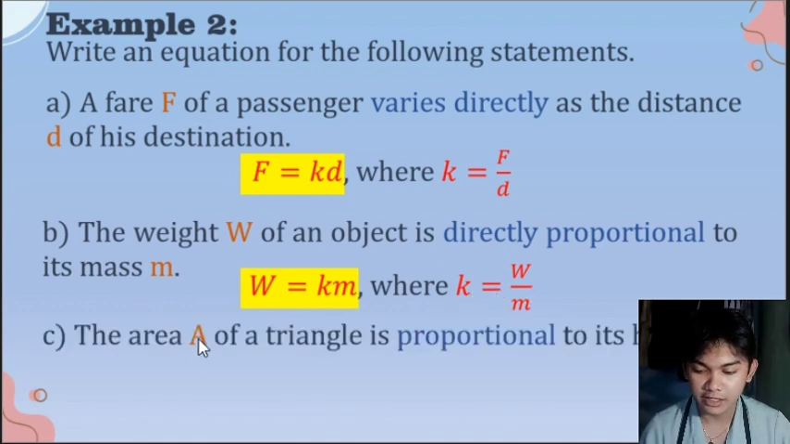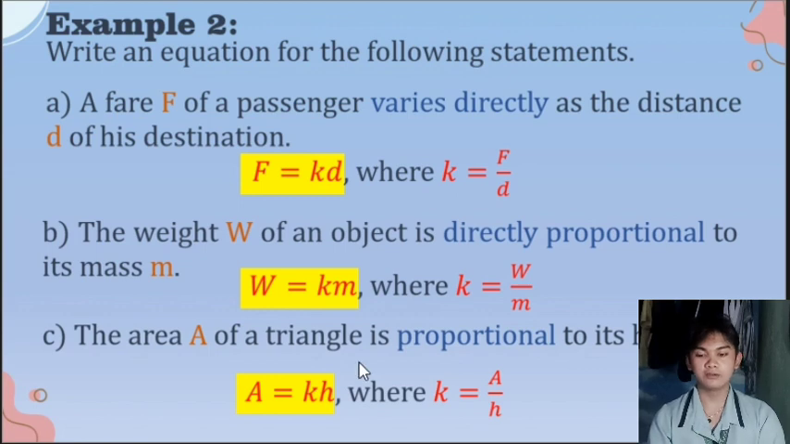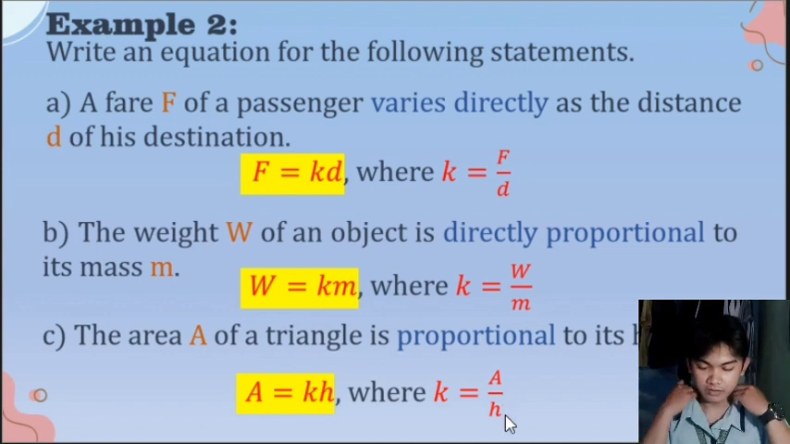Letter C, the area A of a triangle is proportional to its height h. For this one, A is the variable on the left side. So A is equal to kh, or k times h, where k is equal to A over h. Okay. So, do you get it, class?